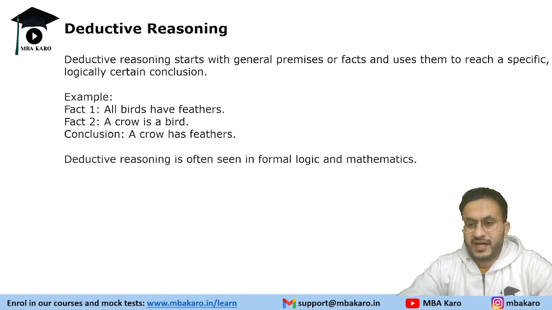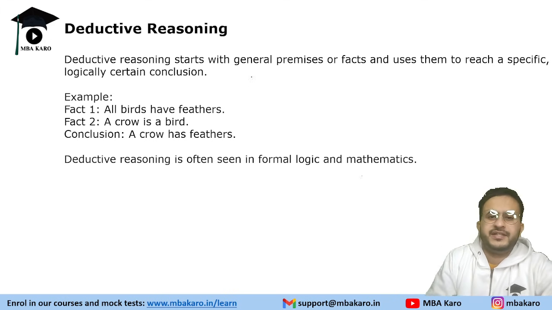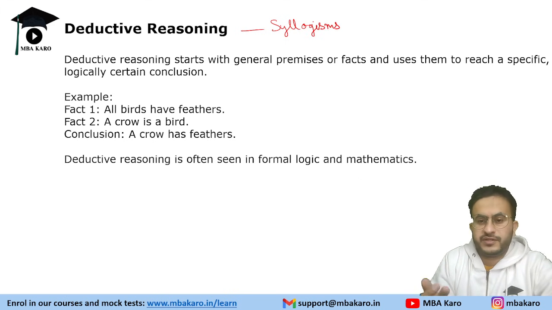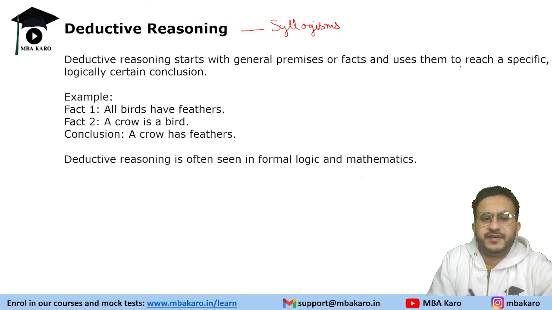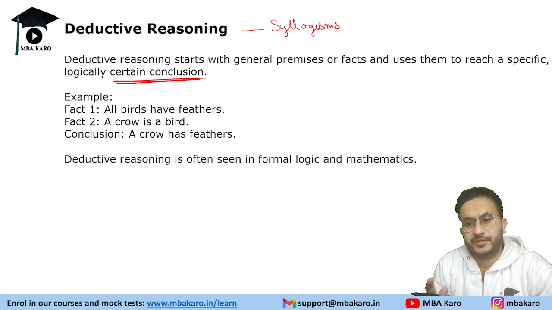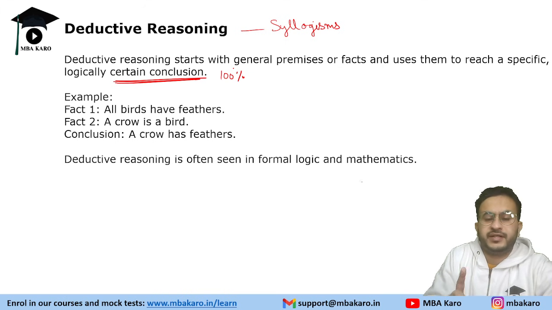So let's start with these reasoning types. First is deductive reasoning. Now deductive reasoning is basically, you must have used syllogisms. Syllogisms is a kind of deductive reasoning. We solve the syllogisms, right? So it starts with some general premises and facts to reach a specific, logically certain conclusion. So the conclusion has to be 100% true. If it is 100% true, that is deductive reasoning.